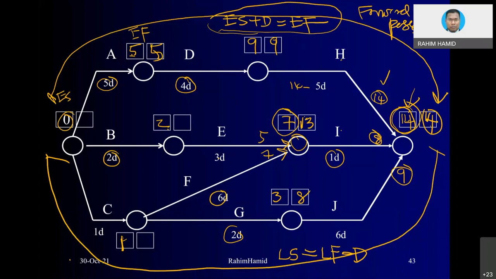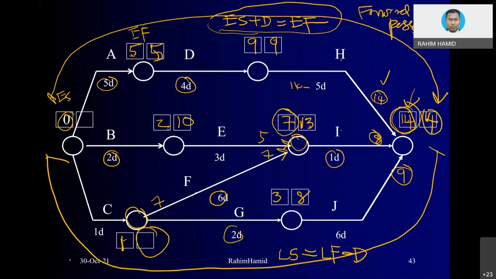Okay, now let's go into E. E, 13 minus 3 equivalent to 10. And then how about here? This value, because there are two arrows going back, you need to calculate each of the routes here. First for F, 13 minus 6, equivalent to 7. You put it here first. And then how about from G? 8 minus 2 equivalent to 6.